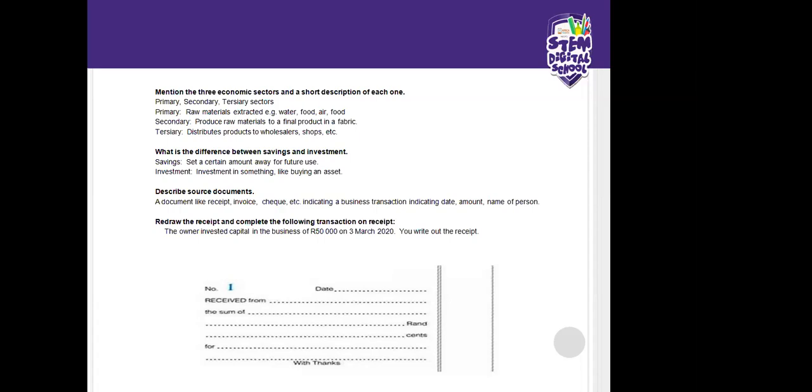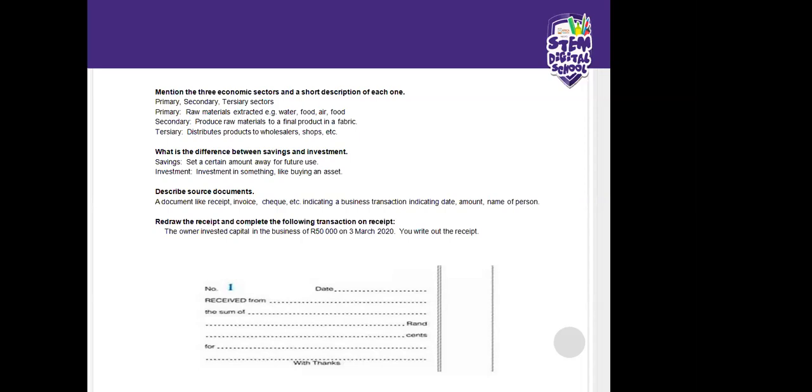And then next to Rand and cents, in that other small column, you must write the amount in figures there, the 50,000, for another mark. For what is it? It is for capital, another mark. And then with thanks, you write out the receipt, so it must be your signature, another mark. So the whole receipt is going to count out of 6 marks.